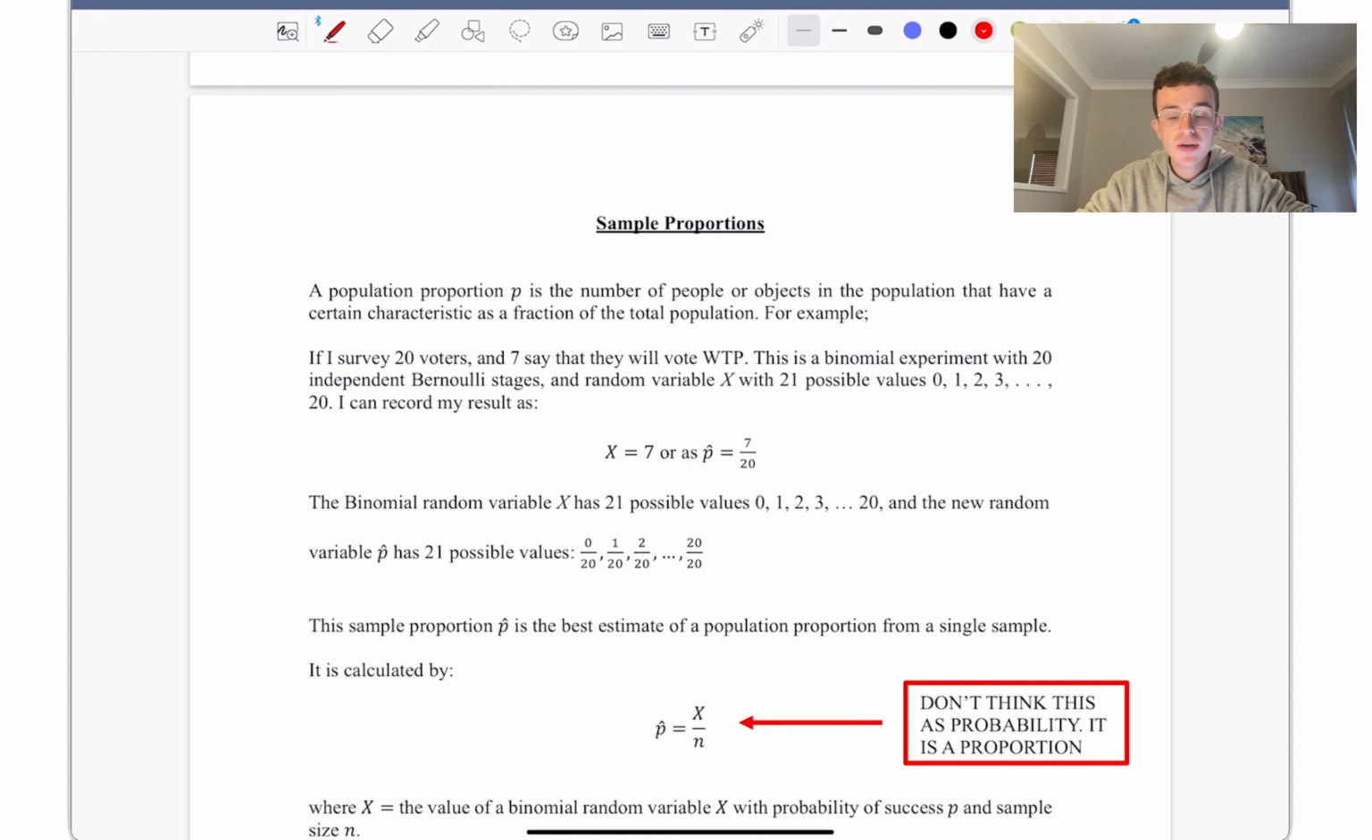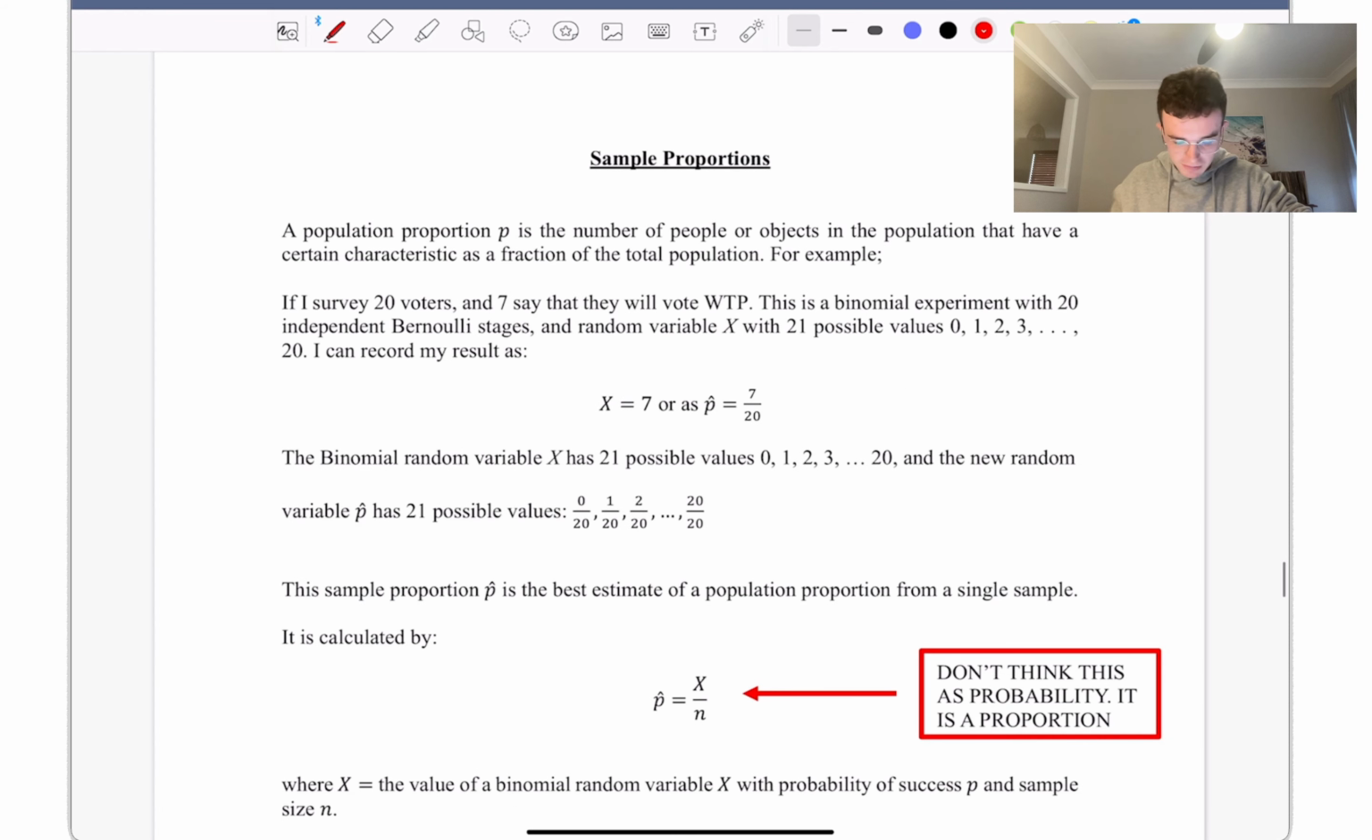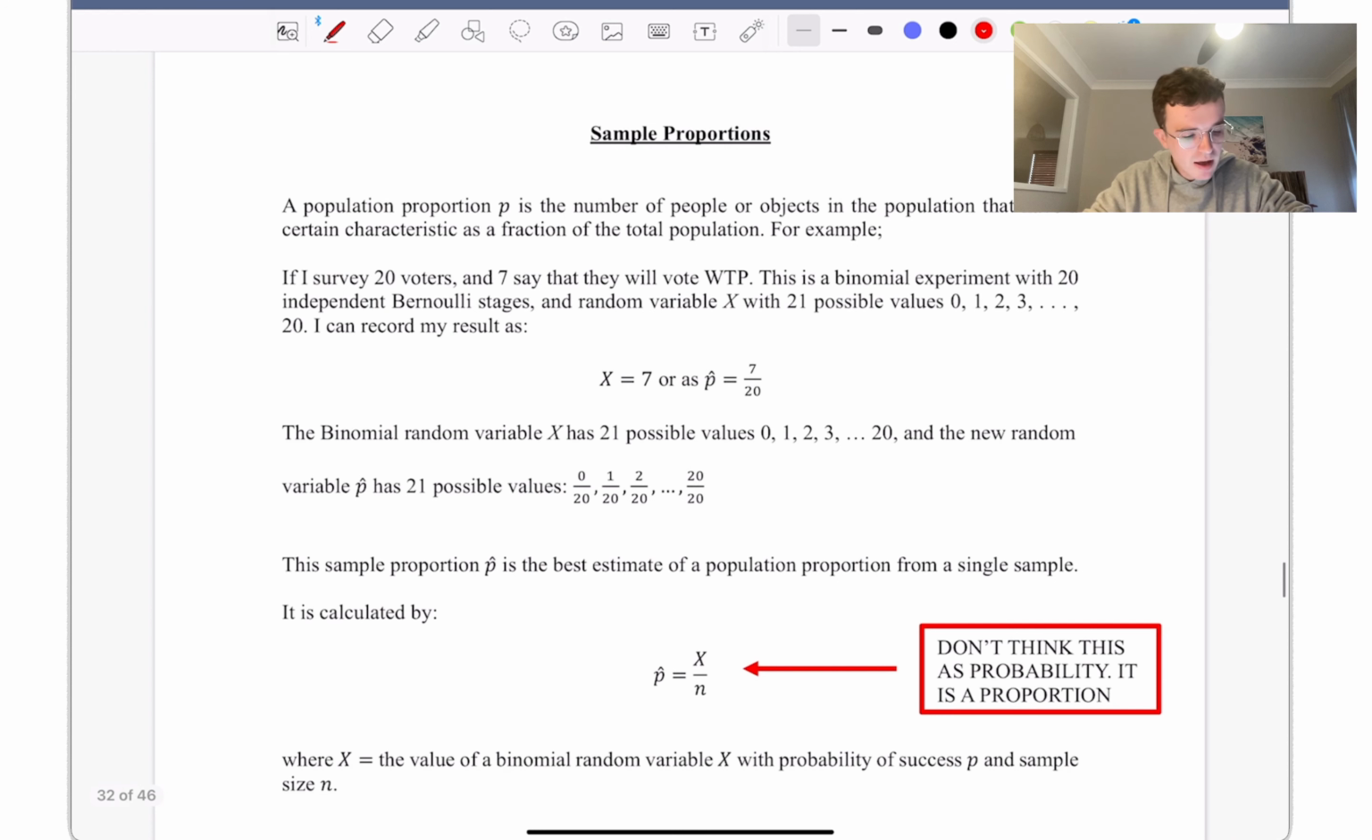All right, the last thing we're going to have a look at in our binomial distributions topic is the idea of sample proportions. So a population proportion P is the number of people or objects in the population that have a certain characteristic as a fraction of the total population.